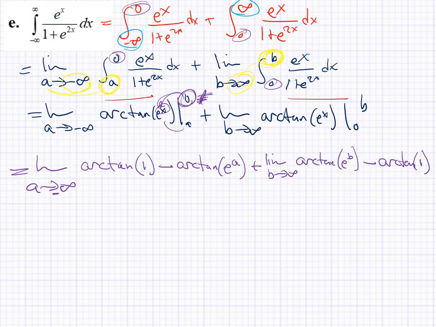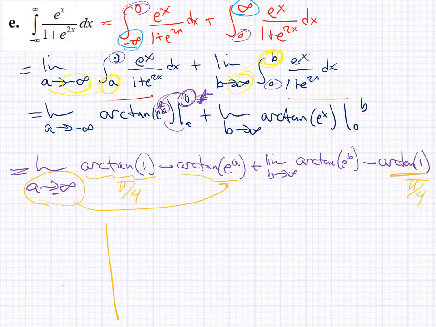All right, so let's look at this. Arctan of 1, you should know, is pi fourths. So that's pi fourths, that's pi fourths. Now, arctan of e to the a. Let's think about this. a is going to negative infinity. And so e to something that goes to negative infinity actually gets closer and closer and closer to what? Well, think about this.